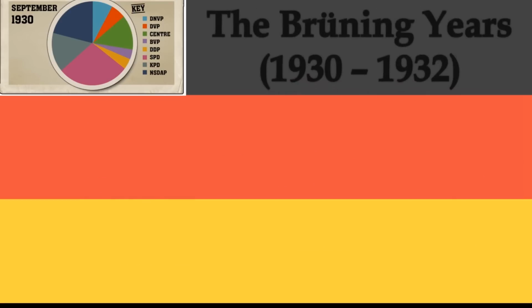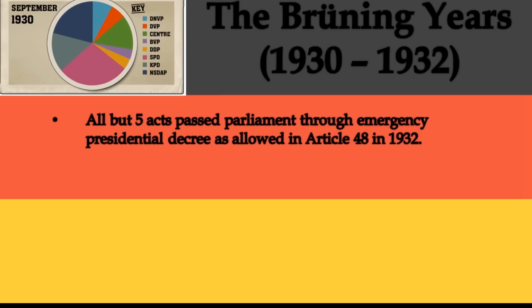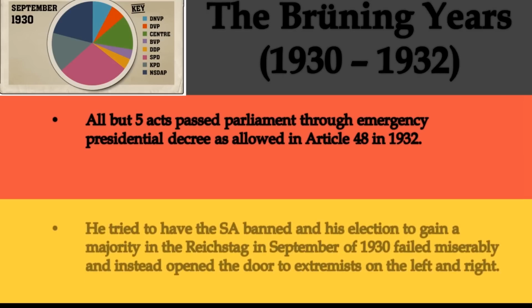We also start to see the end of sort of the working democracy during the Brüning years in Germany, as all but 5 acts passed through Parliament were passed through with emergency presidential decrees, which, if you remember, in the Weimar Constitution, were allowed in Article 48. And basically what this means is that in 1932, the people in the Reichstag, the elected MPs in the Reichstag, were disagreeing with each other so much that they couldn't pass anything. They could only pass 5 acts out of a total of over 100, and all the others had to be forced through undemocratically by the president, as was allowed in Article 48. So we start to see that democracy isn't really working.